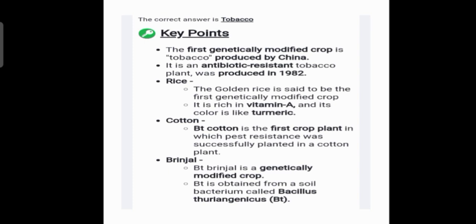Cotton, Bt cotton, was the first crop plant in which pest resistance was successfully introduced. Brinjal is a genetically modified crop from the soil bacterium Bacillus thuringiensis. Bt is obtained from the soil bacterium. So these are the important points related to agriculture biotechnology.